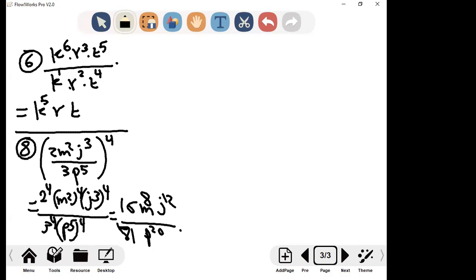The 81 comes from 3 power 4, meaning 3 times 3 times 3 times 3. Each pair of 3s is 9, and 9 times 9 is 81. Do you understand how we deal with these formulas? I will bring a lot of questions about the last 2 lessons in your exam. So let's go back.